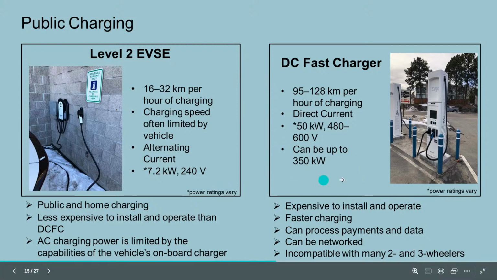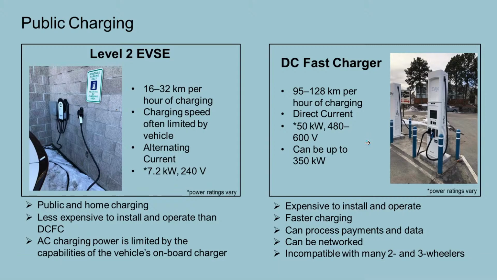These DC fast chargers typically provide around 50 kilowatts of power, but some can go up to 350 kilowatts. More power means faster charging. These chargers are very costly to set up and also to run compared to Level 1 and Level 2 chargers. Because these fast chargers are known for their speed, they can get your electric car charged up much more rapidly than the other two types of chargers.